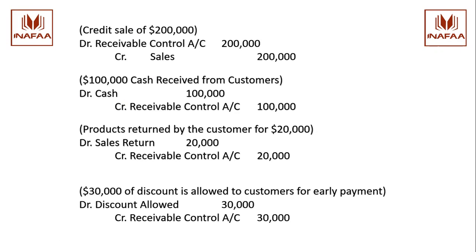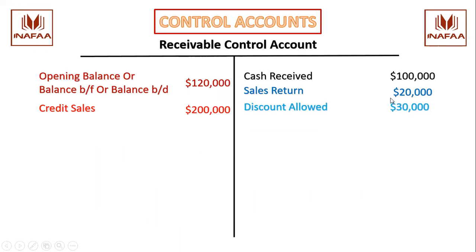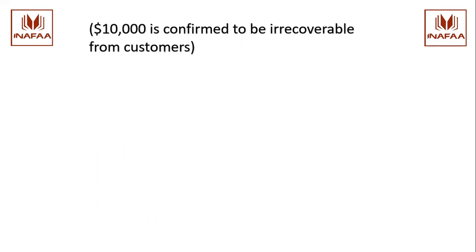Now I am not going to receive this 30,000 from receivable. So my asset is already decreased due to discount allowed. So I will record this 30,000 on the credit side of receivable control account. The reference would be discount allowed. Okay, moving to the next transaction, 10,000 is confirmed to be irrecoverable from customers.